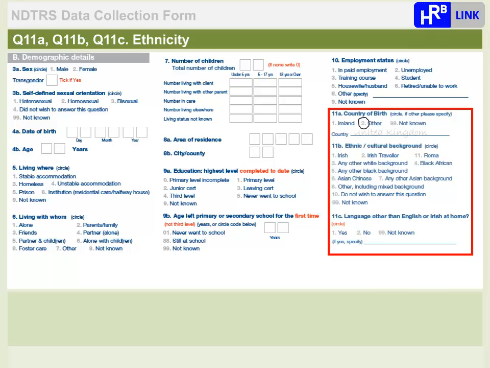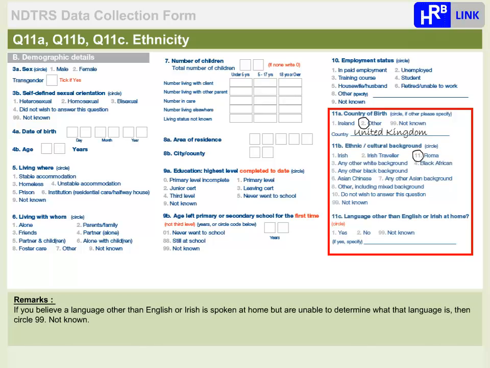Instead of nationality, country of birth will now be recorded. The terminology for the options on ethnic cultural background have been standardized with the CSO terminology, and the option of Roma has now been added. A new question on the language spoken at home other than English or Irish has been included. Information garnered through these questions should assist with planning services for new communities.